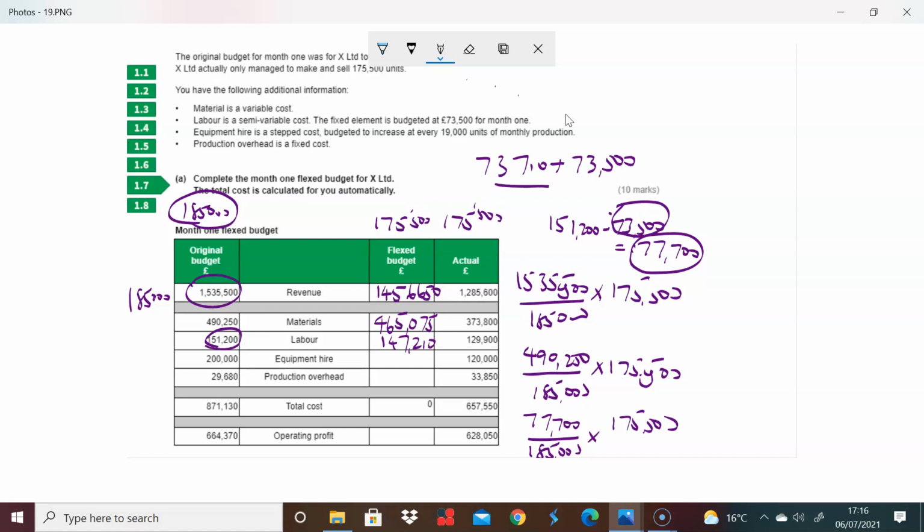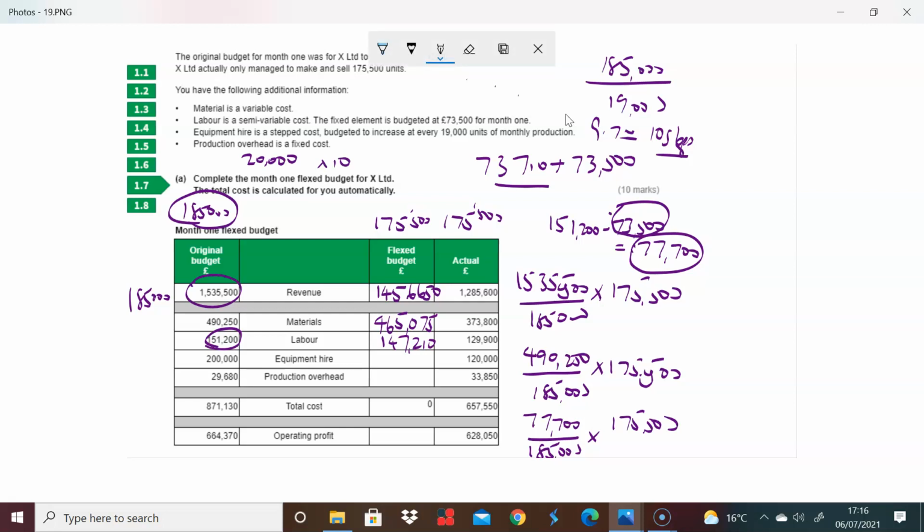Equipment hire is a stepped cost, budgeted to increase every 19,000 units. So the question again must be based on the 185,000 units. Divide that by 19,000 and see how many steps there are. Divided by 19,000 takes you to 9.7, which is really 10 steps. So what is the current cost in there? 10 steps, equipment hire, is nice at 20,000. So we have a 20,000 cost per step. That's why at 10 steps it's 200,000.